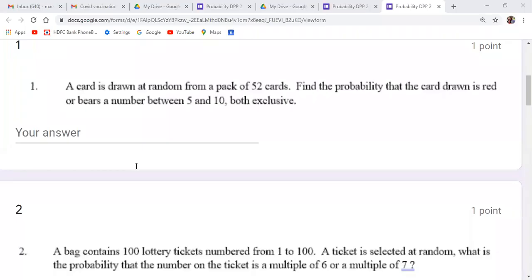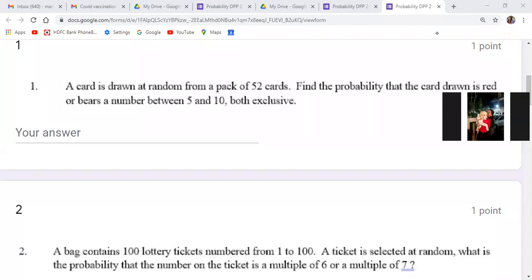Sir, the screen. Students come late, that's a problem. Now can you see? Students come late means this is a problem that we have.